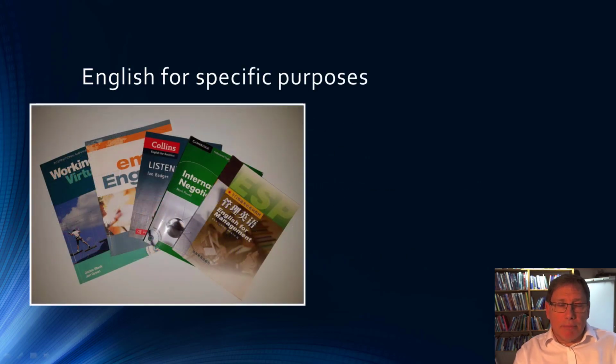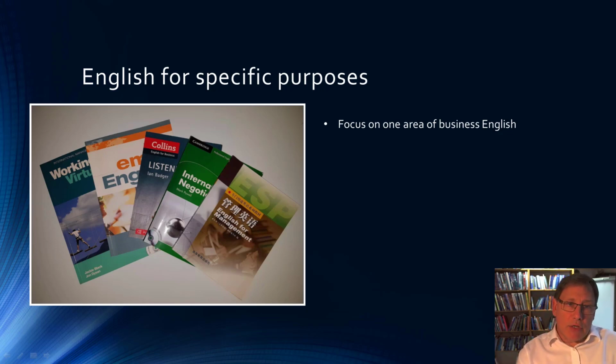Another published material, of course, is more specific, English for specific purposes, we could call it. And these tend to focus on one area, and in our terms, one area of business English. So if you look at the examples in the picture, we have an English for management book written for the Chinese market. We have a book on the language of international negotiations. We have a listening skills book, we have an email book, and we have a book which works on helping people know how to use the English for working virtually. There are thousands of these sorts of books out there on the market.